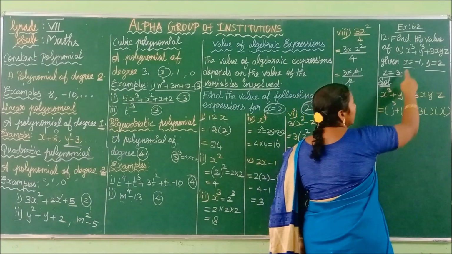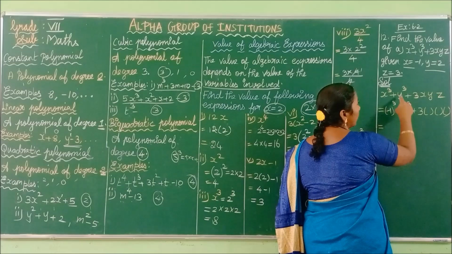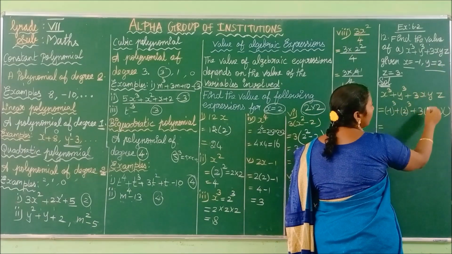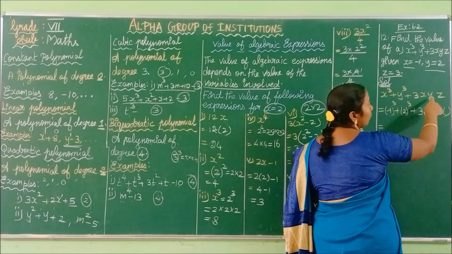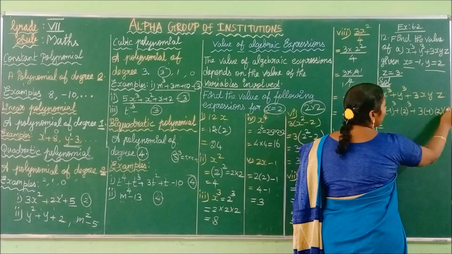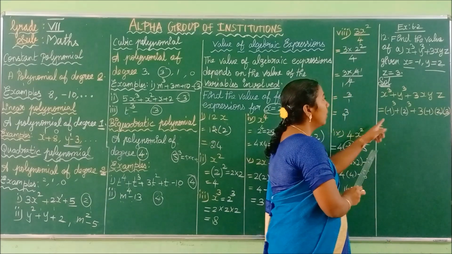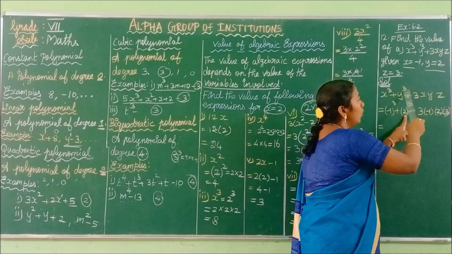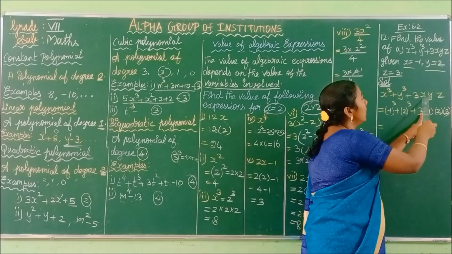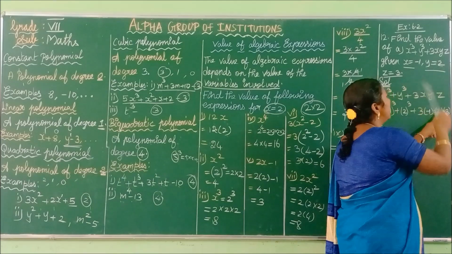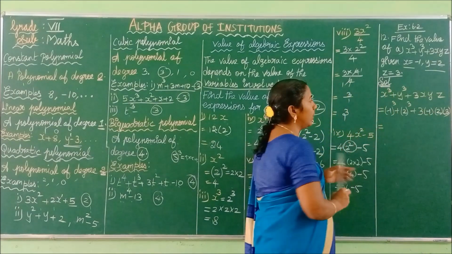See here, instead of x you have to put minus 1, for y you have to substitute 2, for z you have to substitute 3. Do you understand, children? Minus 1 whole power 3, 2 whole power 3, plus 3. What is the value of x? Minus 1. What is the value of y? 2. What is the value of z? 3. Next we are going to evaluate this.